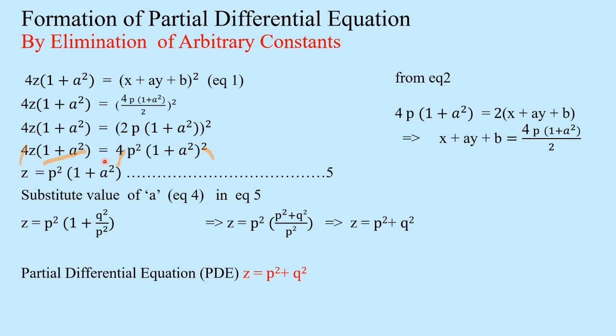Now we'll substitute the value of a. From equation 4 we know a is equal to q by p. So we are putting the value here. So q square by p square. And then taking LCM of this, we get this. So z is equal to p square. This p square and this p square will get cancelled. So z is equal to p square plus q square. And this is the required partial differential equation.